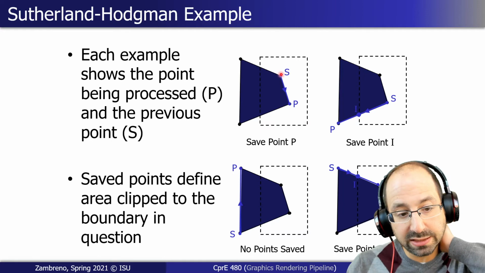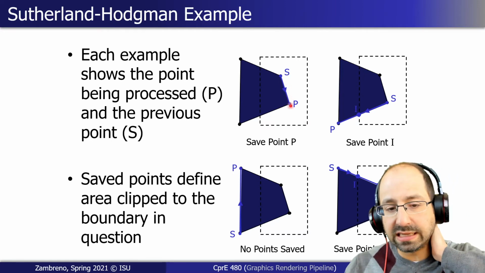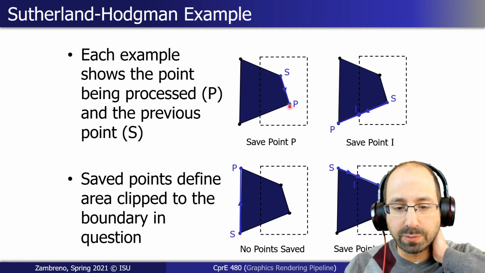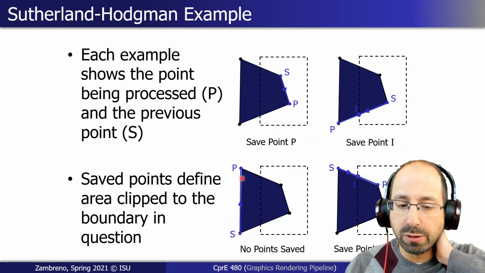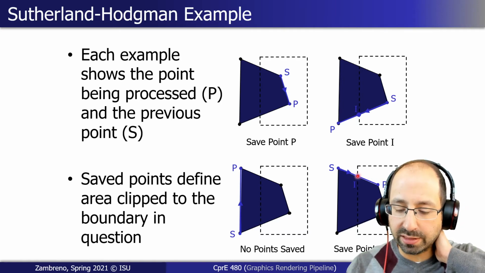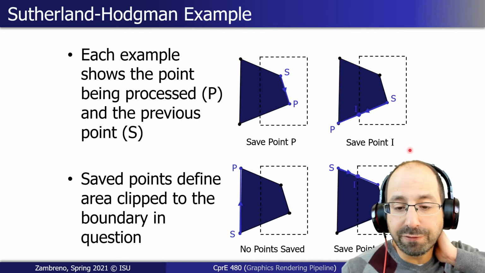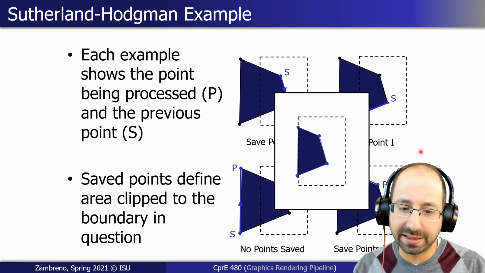So in this case, if we start from S and make our way to P, both points are inside. We can save point P. We then go from this point to the next point here. We would then not save this next point. We would save the intersection point. But we would continue on with that point to do our intersection testing. We wouldn't save either of those points. Finally, we would continue with this point, go back to that final point, and save that particular point there.